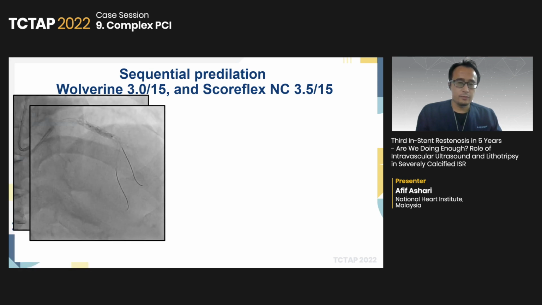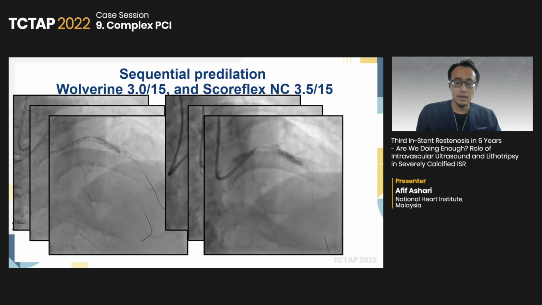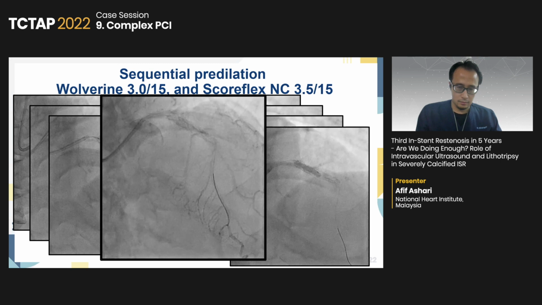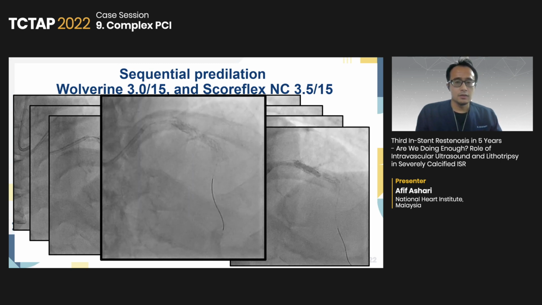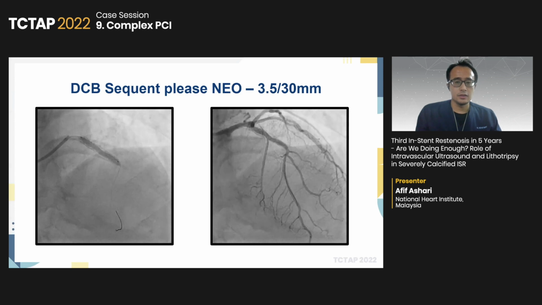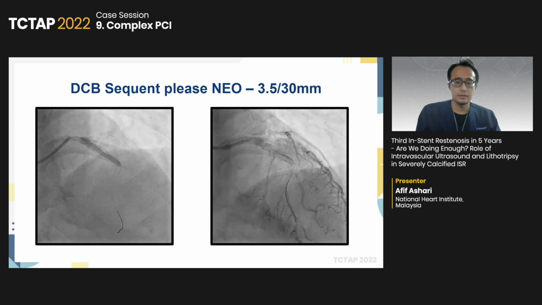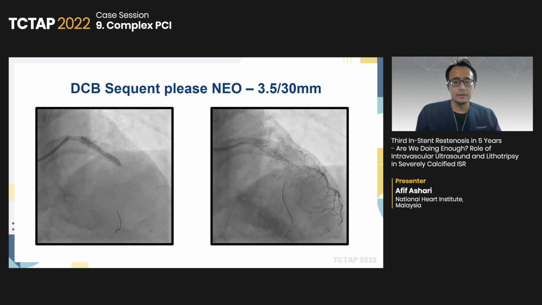We performed further sequential predilation with the Wolverine and Scoreflex and C balloon. At this point, we thought the result showed better opacification, especially compared to the 2019 result. So after this, we proceeded to use a Sequent Please balloon, 3.5 by 30 mm, a bit bigger than the last angioplasty, just to cover the whole length of the stent.